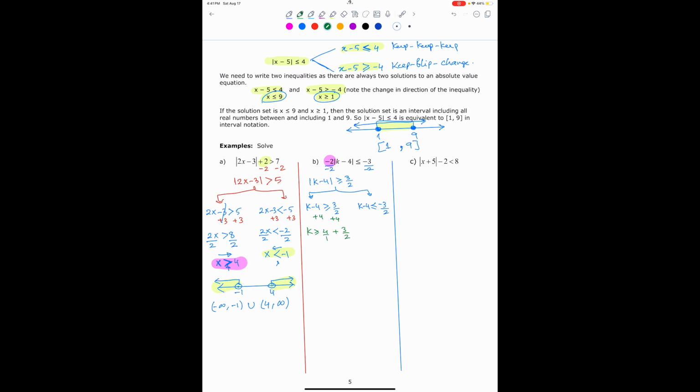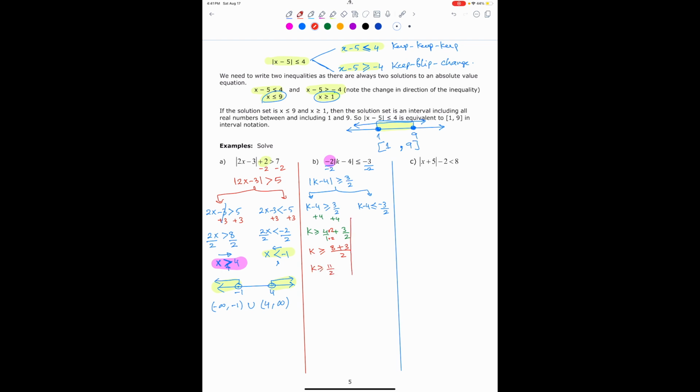We need similar denominators, so I'm going to put 4 over 1, and then I'm going to multiply the 1 by 2 to turn it into the same denominator, and I need to do the same for 4. So we will end up with k is greater than or equal to 8 plus 3 over 2, which is k greater than or equal to 11 over 2.